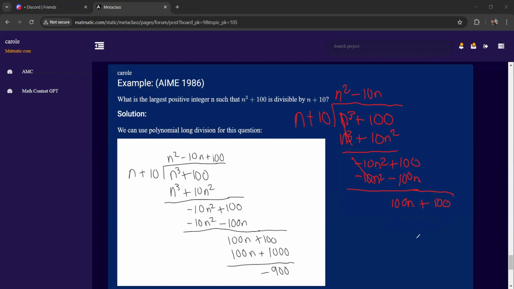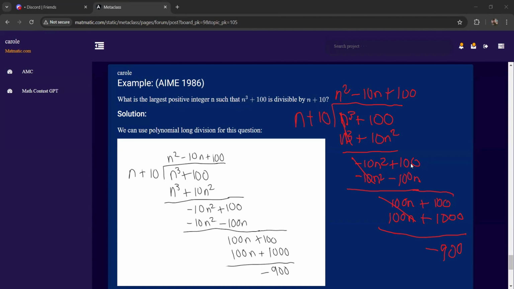So now to cancel this, we multiply our divisor by 100. So our quotient is now n to the power of 2 minus 10n plus 100. And this gives us 100n plus 1000. And once we just subtract everything, this comes to 0. And our remainder is -900. And our quotient is n to the power of 2 minus 10n plus 100.